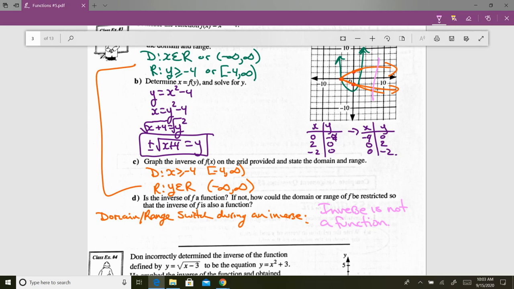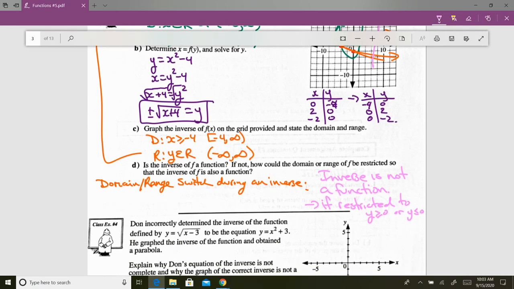Okay, so if restricted to y is greater than or equal to 0, or y is less than or equal to 0. In other words, you've just cut out the top or the bottom. And that's a subtle thing. I won't ask you that on a test or a quiz, but just be aware.